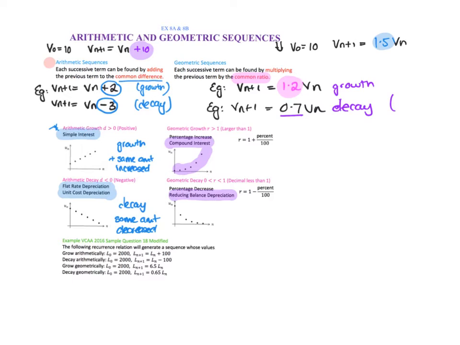Just to go over an exam question on this stuff, there's one. It says the following recurrence relation will generate a sequence whose growth is arithmetic. Now, can you see this one? It's like they're missing the question.